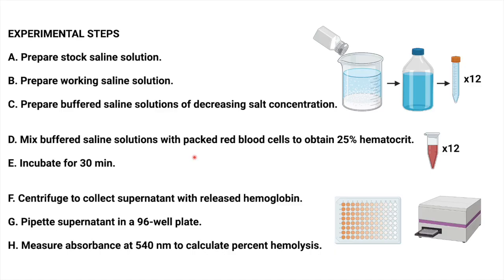Following 30 minutes of exposure to osmotic stress, we centrifuge red blood cell samples to collect supernatants and pipette them in a 96 well plate. Finally, the absorbance of supernatants at 540 nanometer is measured to calculate the hemolysis levels and therefore the mean osmotic fragility of the sample with respect to solution concentration. Now, you will see the assay in action.